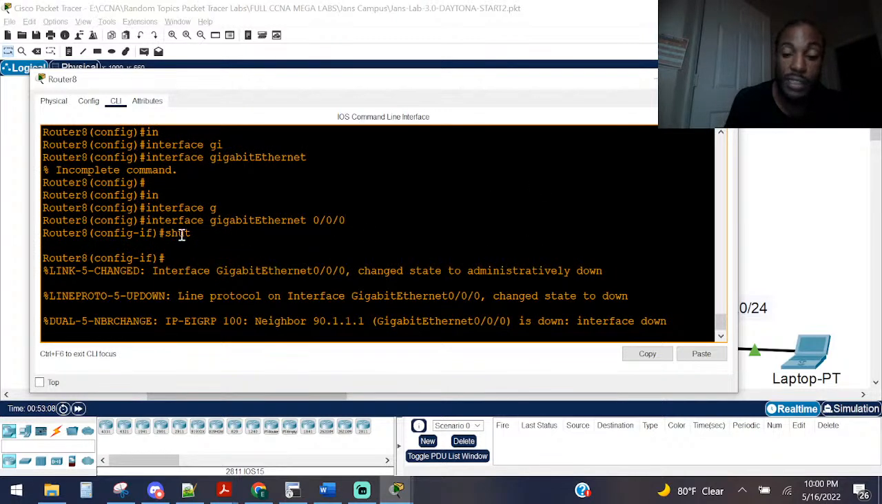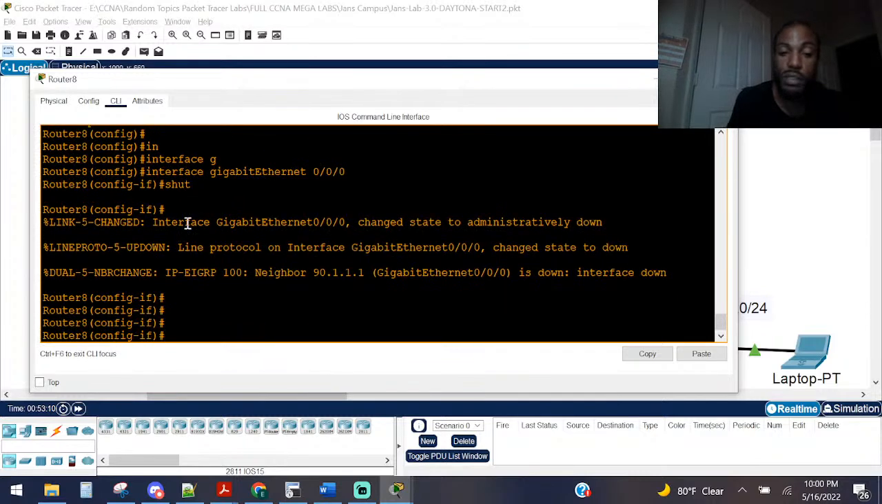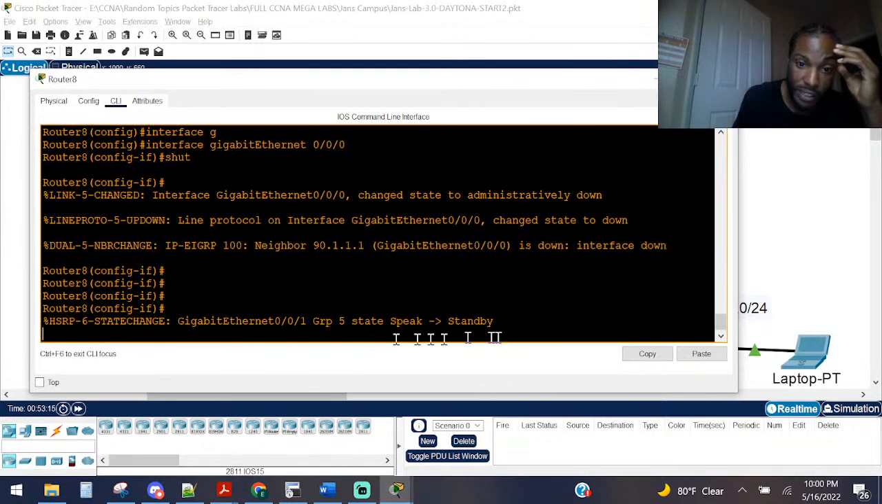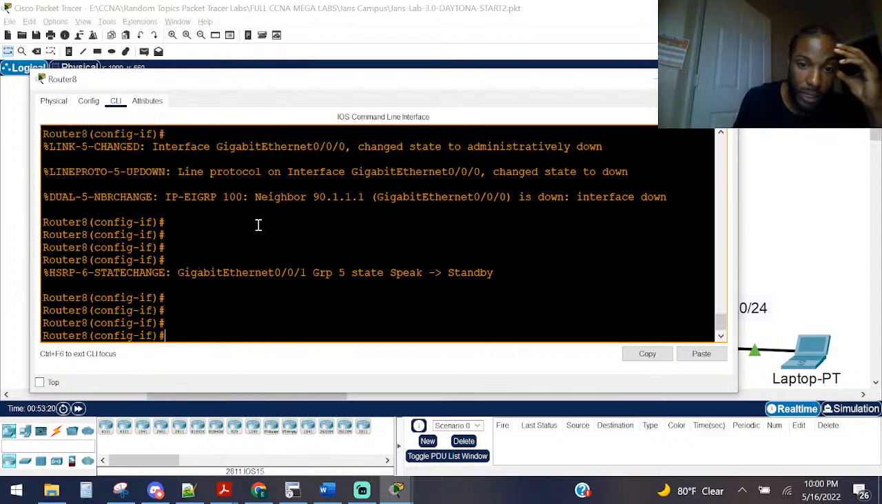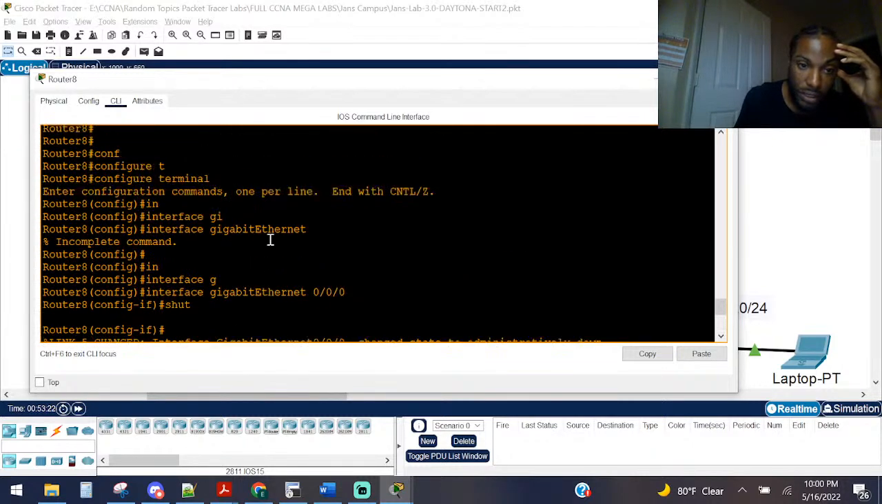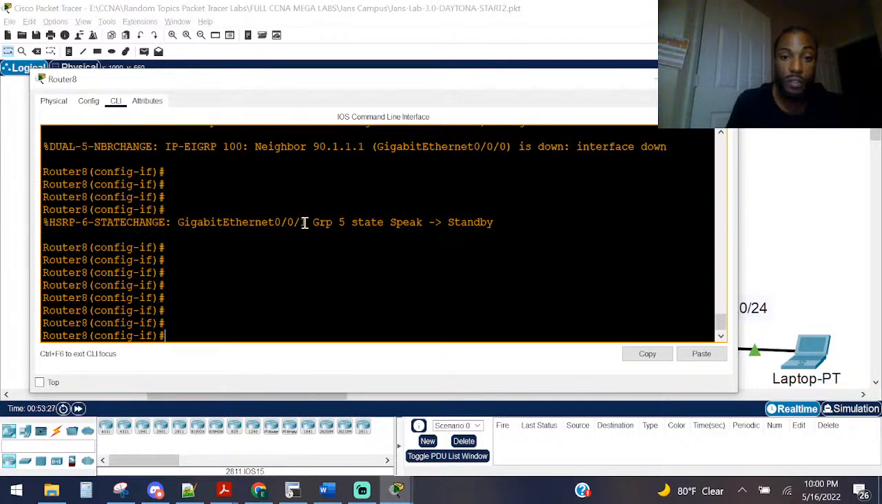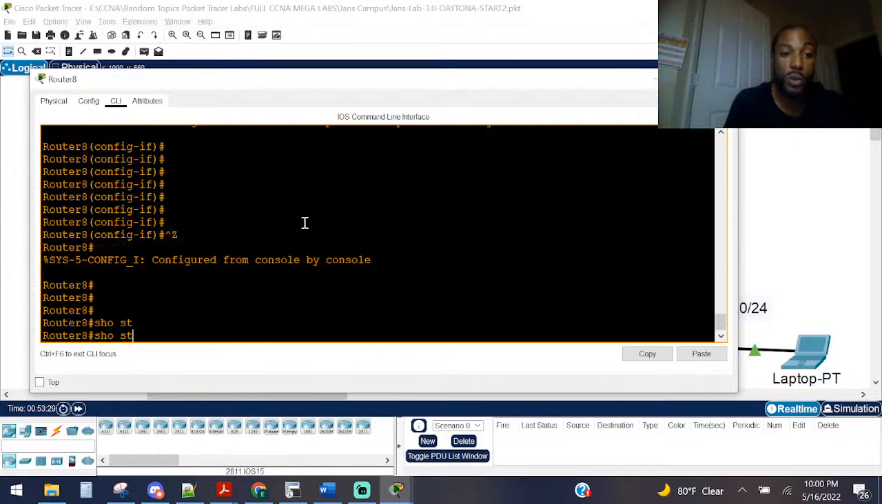We should have a tracking syslog message, I believe, if I'm not mistaken. Right, we are tracking. There it is right there, I believe. No, we went from speak to standby. There should also be a tracking object syslog message as well. Where is it? We are tracking gig 0/0/0. Now we went from speak to standby. So now we do a show standby.